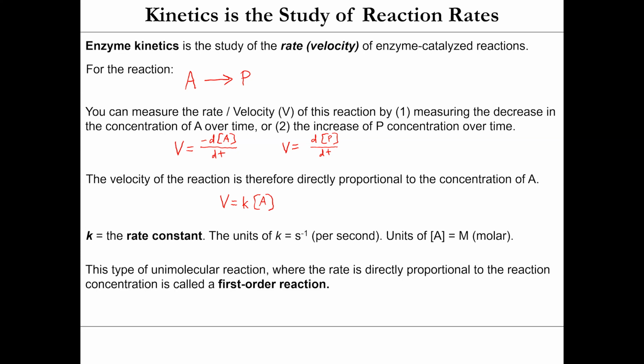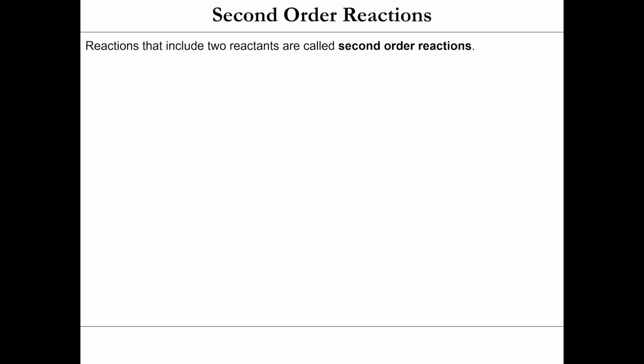So this type of reaction would be a unimolecular reaction because we only have one substrate that gets converted into products. And the rate is going to be directly proportional to the reactant concentration. So that would be called a first order reaction. Now, a second order reaction would be a reaction that includes two reactants. So this is called a second order reaction.